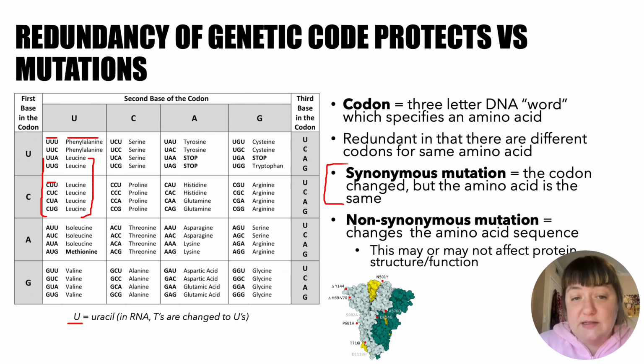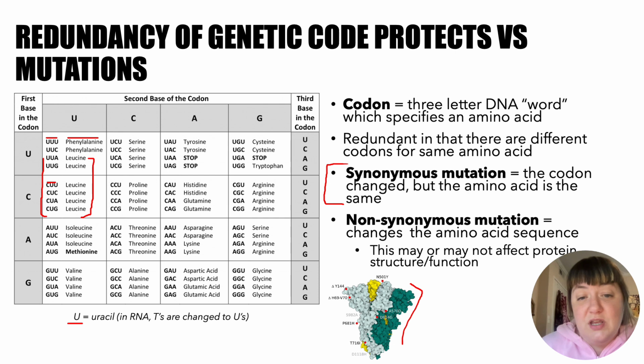You also can have non-synonymous mutations. These do change the amino acid sequence, but this might not necessarily affect the protein structure or function, because proteins are usually made of hundreds of amino acids, and not every amino acid is critical to the structure or function. Here's a drawing of a protein with different mutations highlighted, and some are important and some are not, as it turns out. But non-synonymous mutations do have the potential to change either the protein structure or the protein function or both.